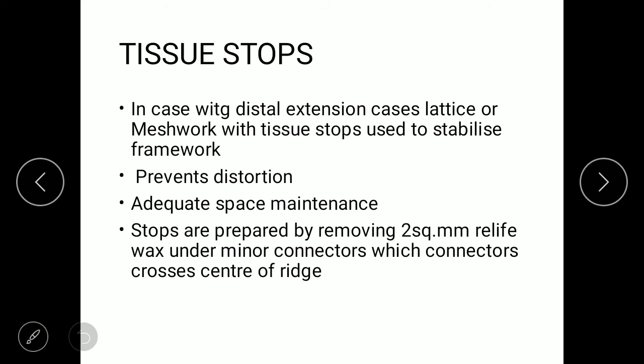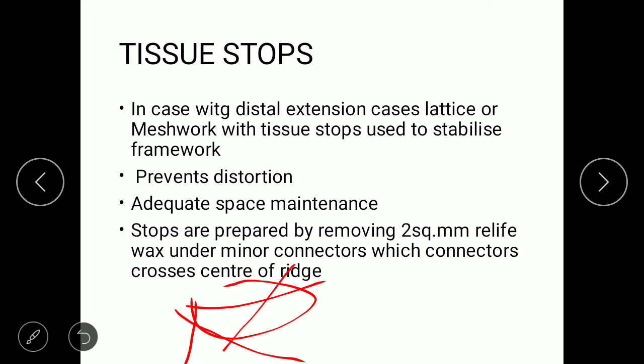The next one is the lattice or meshwork with tissue stops. Tissue stops are mainly involved here, and it is mainly used for distal extension cases. Lattice or meshwork with tissue stops is used to stabilize the framework and mainly to prevent distortion. Adequate space maintenance is given here. Stops are prepared by removing the square relief wax under the minor connectors, which crosses the crest of the ridge.